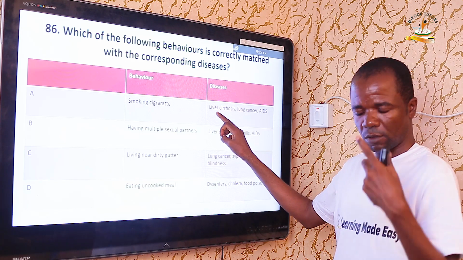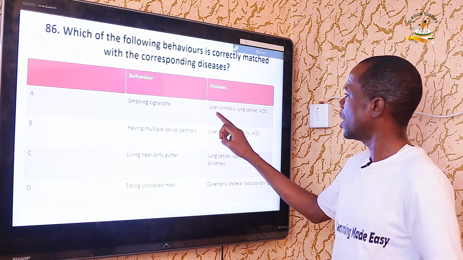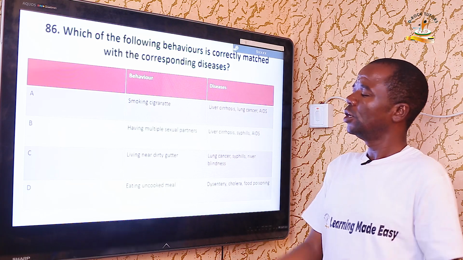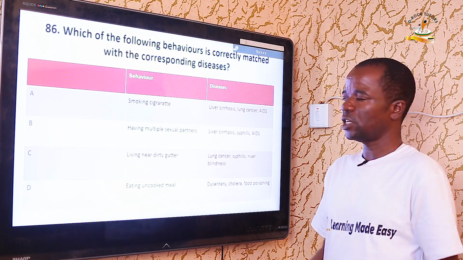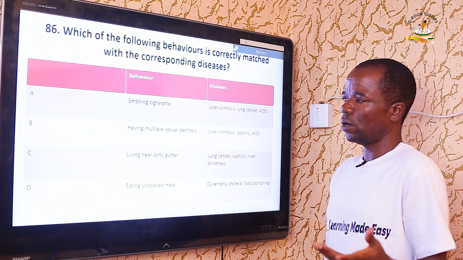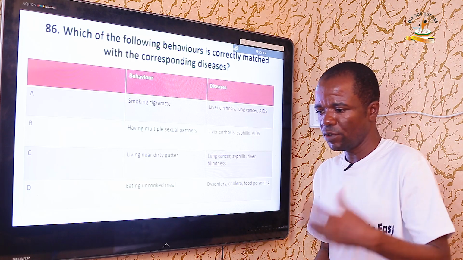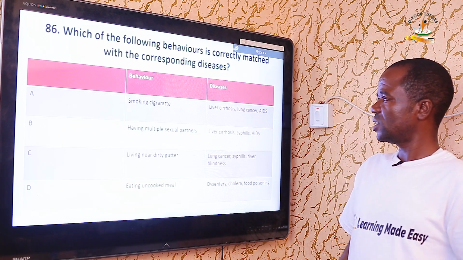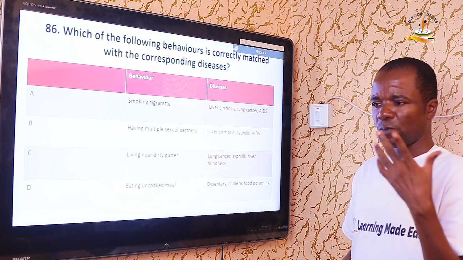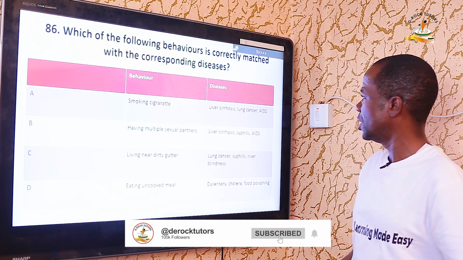So option A can't be correct, because even though cigarette smoking causes lung cancer, it doesn't cause liver cirrhosis. Liver cirrhosis is usually caused by excessive consumption of alcohol, and AIDS is usually, among other things, sexually transmitted. It can be gotten also through taking or receiving blood that is not screened, and then sharing sharp objects, needles and the like that are not sterilized.